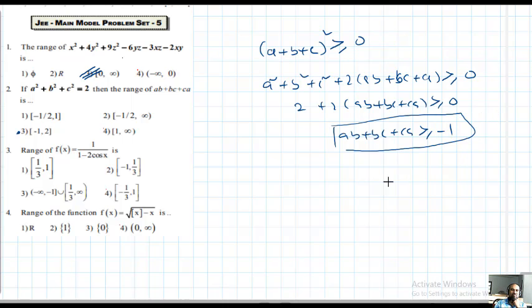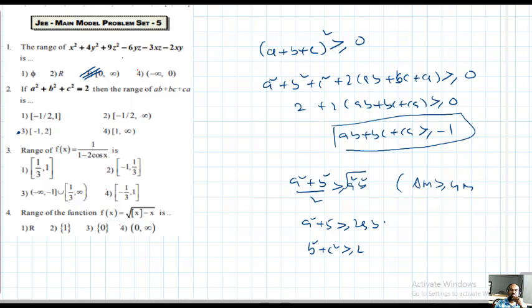Now I want to use the AM-GM inequality for that. a square plus b square by 2 greater than or equal to ab, from the AM-GM inequality, AM greater than or equal to GM. Assume that a and b are positive real numbers. Then we can apply the AM-GM inequality. So a square plus b square greater than or equal to 2ab. Okay, students. Similarly, b square plus c square greater than or equal to 2bc. c square plus a square greater than or equal to 2ca. Add all.